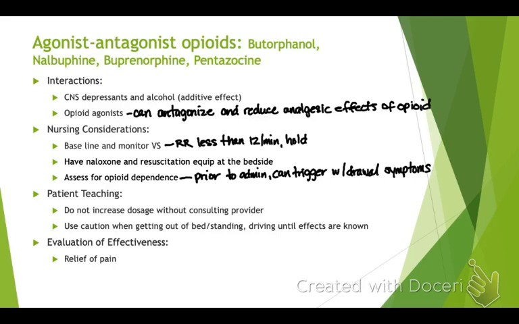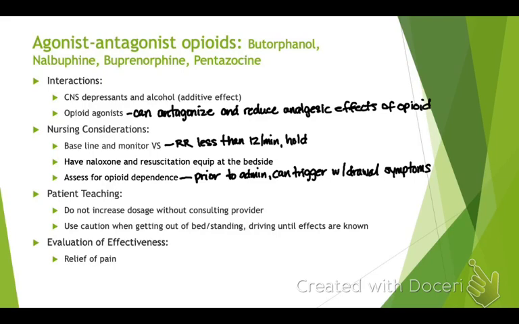Nursing considerations that we need to consider, again, know your baseline vitals, and then monitor your vital signs closely, looking again for the magic number, respirations less than 12. You want to hold it. Have naloxone and resuscitation equipment at the bedside always nearby so that you are ready if the patient does show signs of overdose. And assess the patient for opioid dependence, especially if they were patients that never had an opioid in the past.